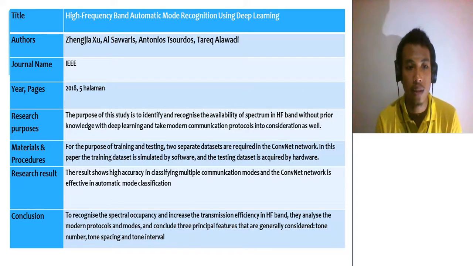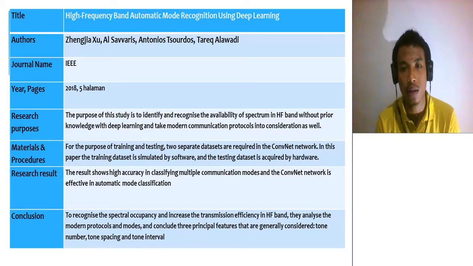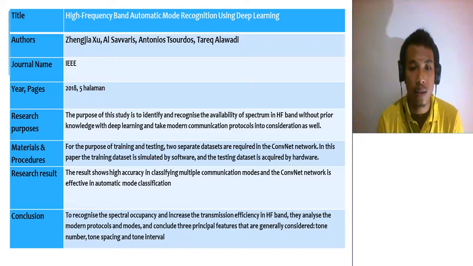And the materials and procedures from this paper: there is training and testing, and that is, the training dataset and testing dataset are required in the ConvNet network, and the testing dataset is acquired by hardware and the training is simulated by software.